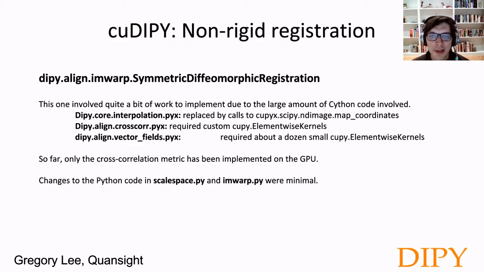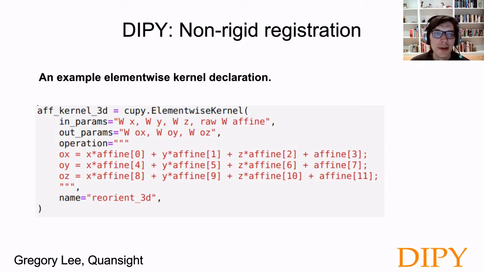The interpolation part was mostly able to be done using the map coordinates function, which is a SciPy equivalent implemented in cuPy, but the rest of those require element-wise kernels again. So we'll show an example of what one of those looks like in a minute. And then the actual Python side code has very minimal changes. They're pretty much the same function, maybe swapping NumPy to cuPy in a couple places, but otherwise not much to do there.